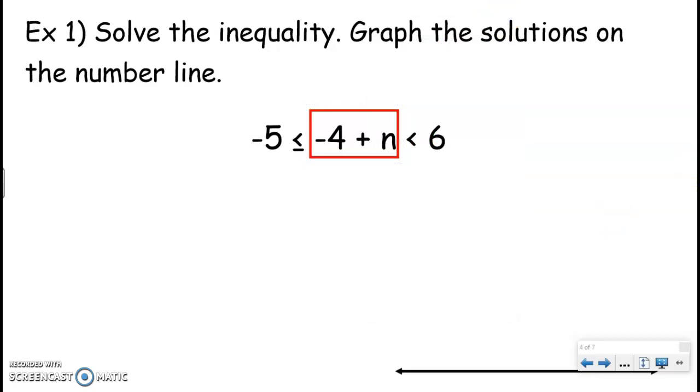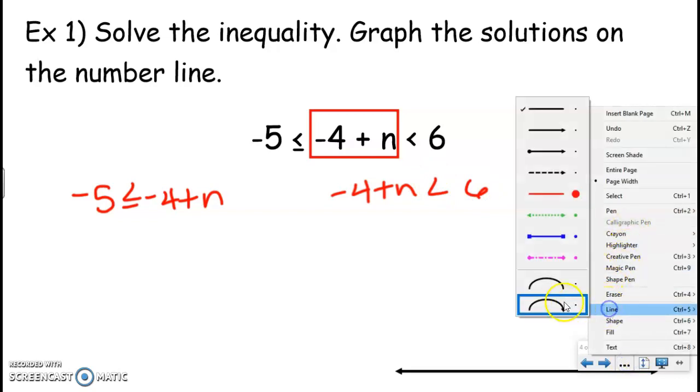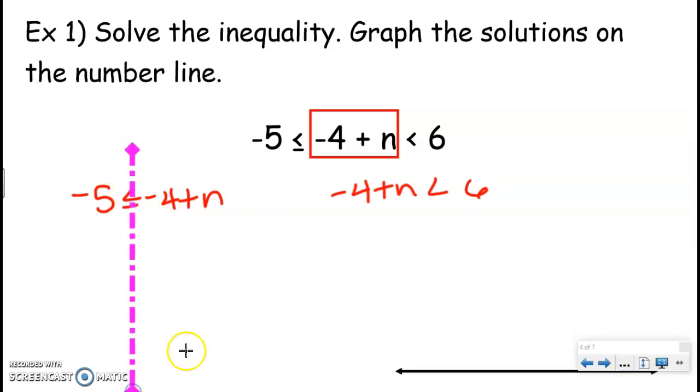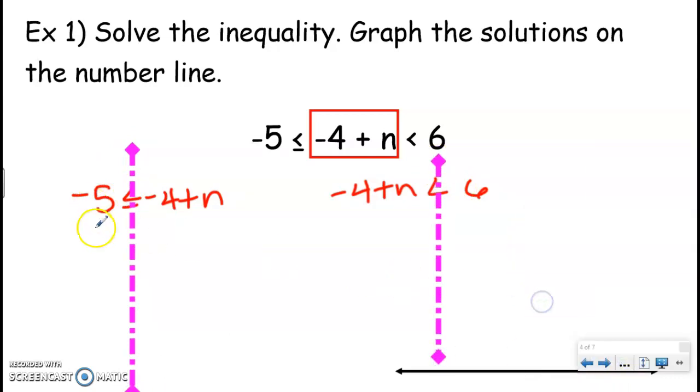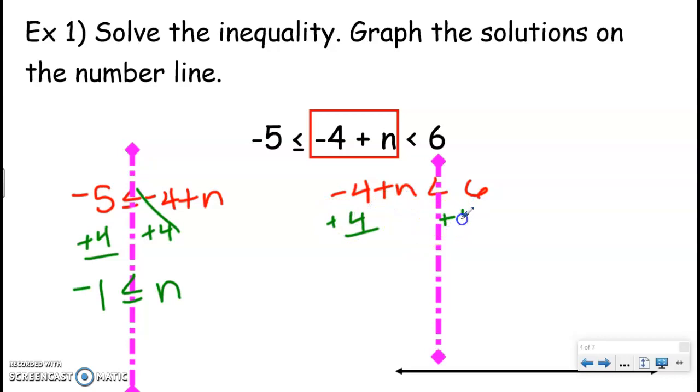Okay, so that -4 plus n has to stay together. What I'm going to do is I'm actually going to split this into two inequalities. So the first inequality is -5 is less than or equal to -4 plus n. The second inequality is -4 plus n is less than 6. Once I've split that up, it makes it easier to solve. I'm just going to treat those like I did with my inequalities in the past and get my n's alone. So to get my n alone in each inequality, I'm going to add 4 to both sides so that those cancel, and I get -1 is less than or equal to n on the first one, and I get n is less than 10 on the second one.